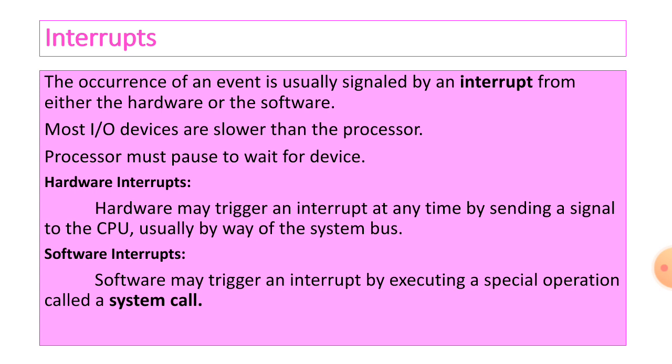Interrupts. The occurrence of an event is usually signaled by an interrupt from either the hardware or software. Most I/O devices are slower than the processor. Processor must pause to wait for devices. Interrupts can be classified into two types: hardware interrupt and software interrupt. Hardware may trigger an interrupt at any time by sending a signal to the CPU, usually by way of the system bus. Software interrupt. Software may trigger an interrupt by executing a special operation called a system call.